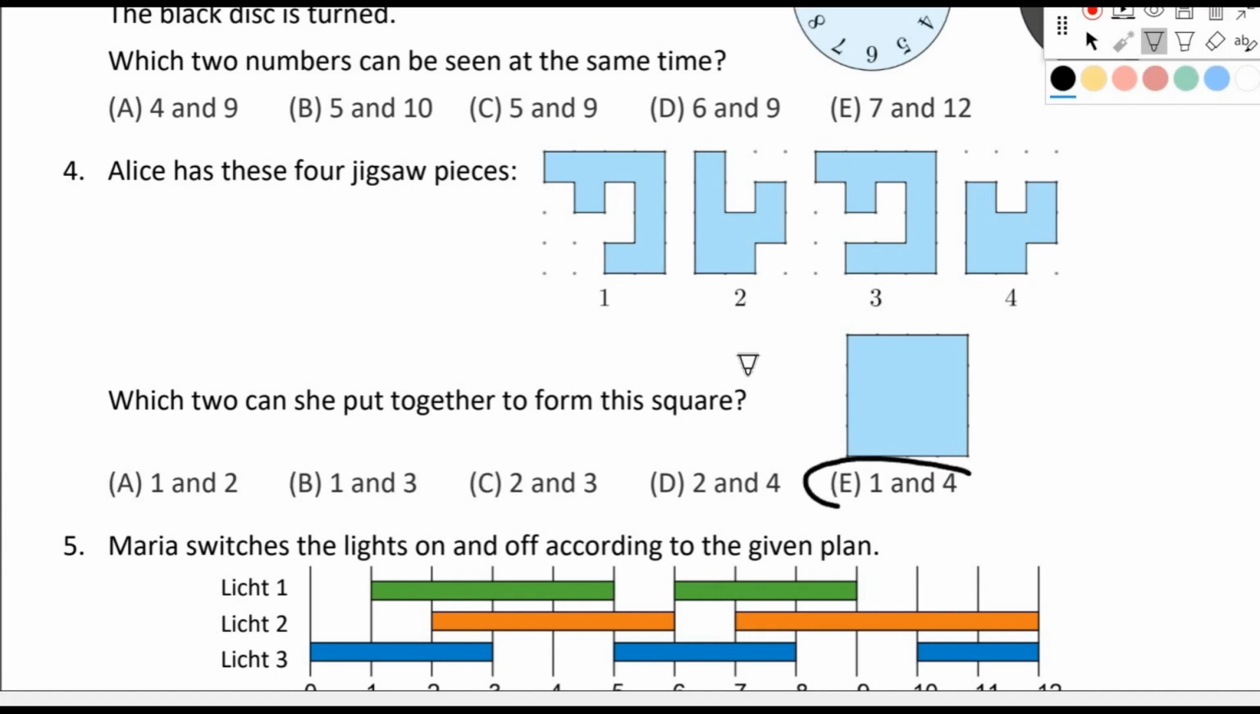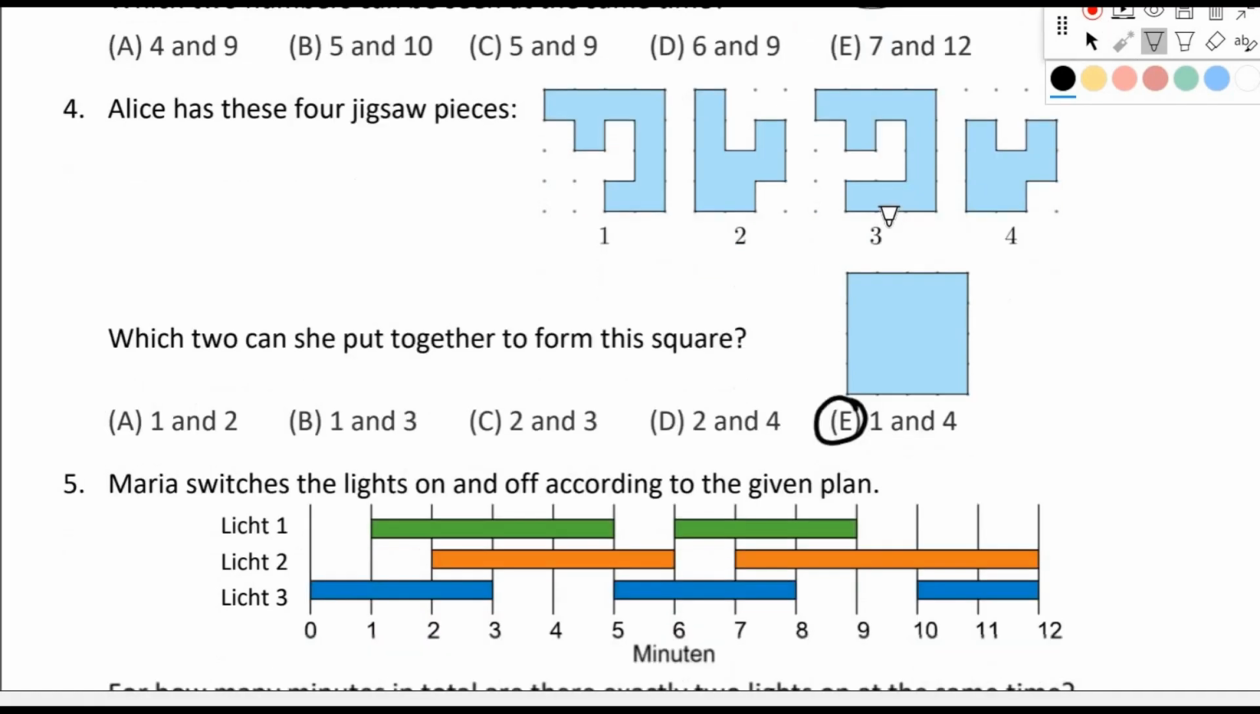Option E is 1 and 4. When you attach 1 and 4, does it form a square? Perfectly, you see, I'm just doing this shaded 4. This 4 I'll bring in here, you see, here it comes. Now you see the striped part. Does it look like this? The striped, fourth part will perfectly fit in here. So option E is the right answer for question number 4.